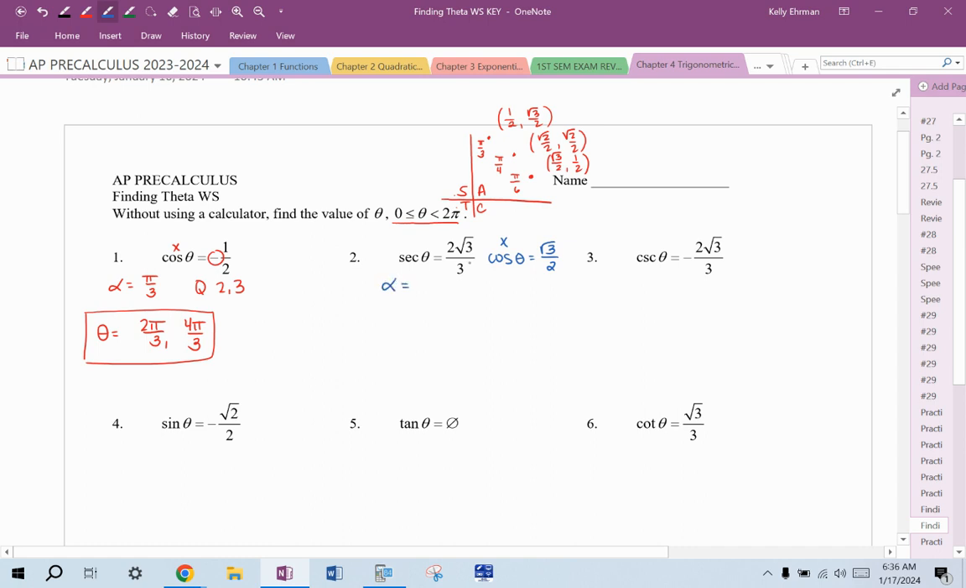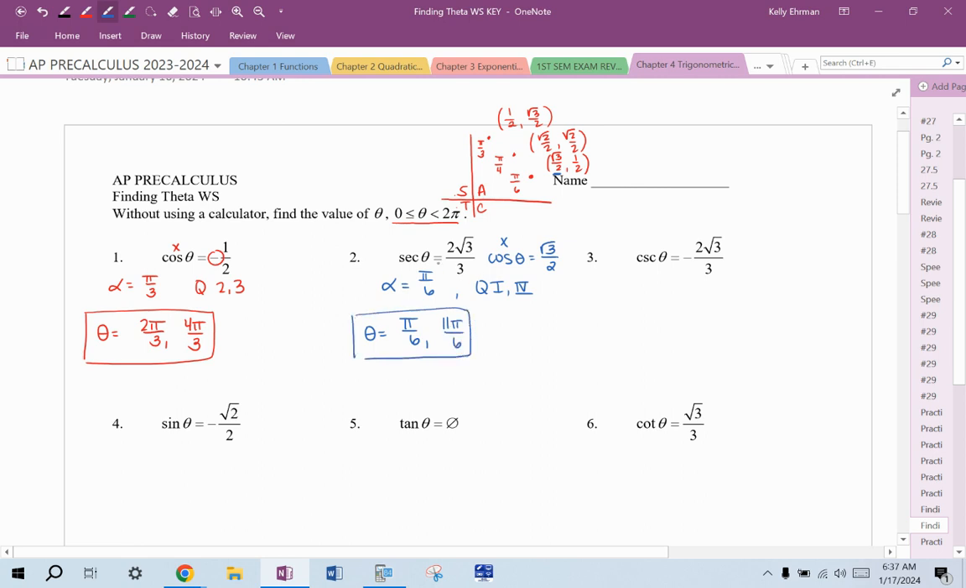The reference angle is right here, pi over 6. And then we pick our two answers based on quadrants. So secant and cosine are positive in quadrants 1 and 4. So theta is the pi over 6 that's in quadrant 1, which is just pi over 6. And the pi over 6 that's in quadrant 4 is 11 pi over 6.